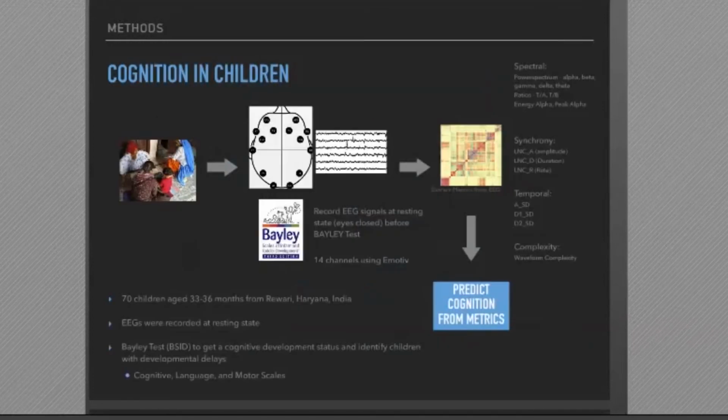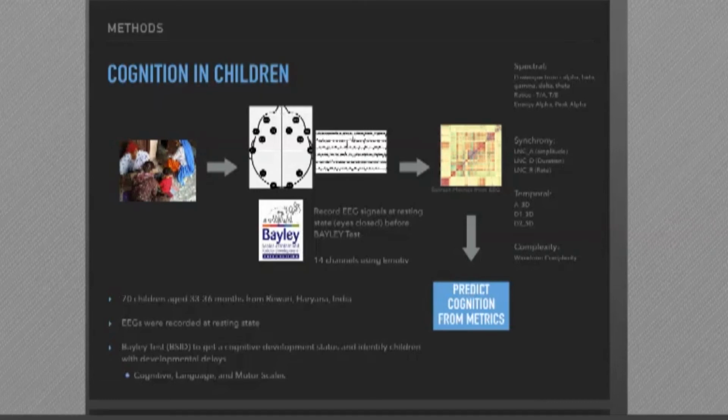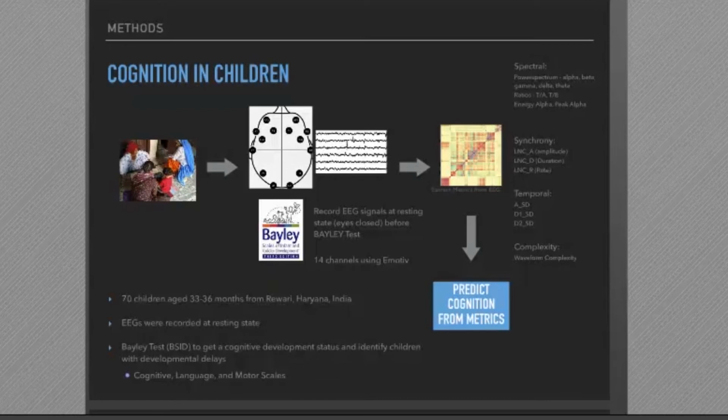Right? So here we are looking at cognitive outcomes in children, and this study is done with Vikram Patel's group in India. Here we did the study in the northern state of India, Haryana. And we looked at 3-year-old children, 33 to 36 months old. For 70 children, we did the Bayley's test.